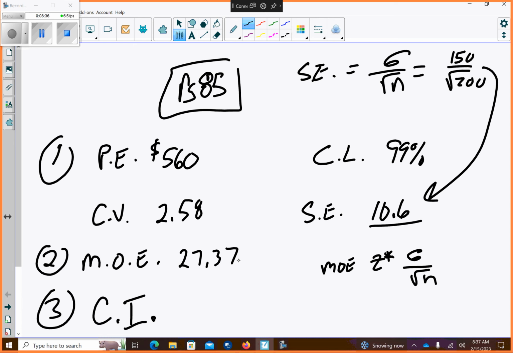Then our interval is going to be the 560 plus or minus the 27.37. If you just do $560 minus 27.37, we're going to get 532.63.